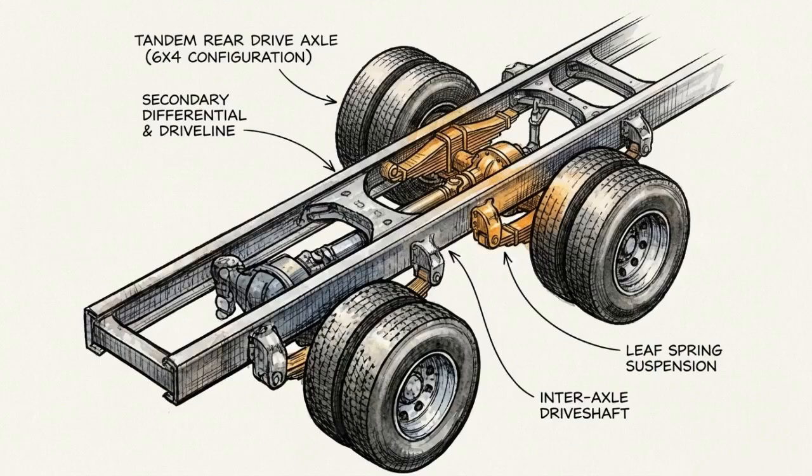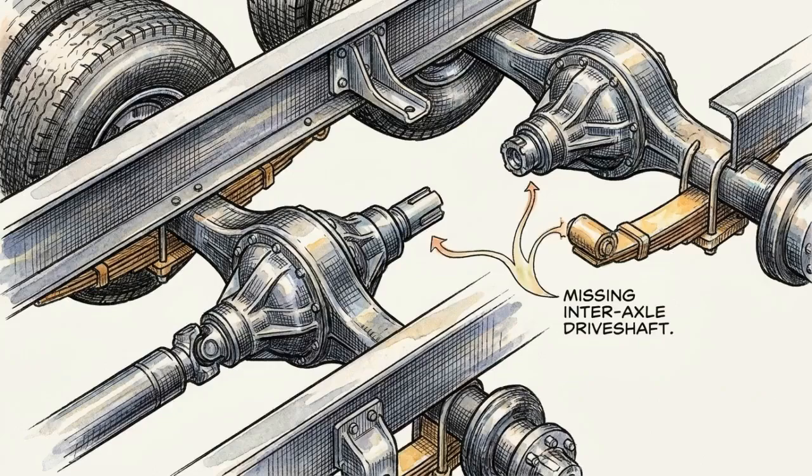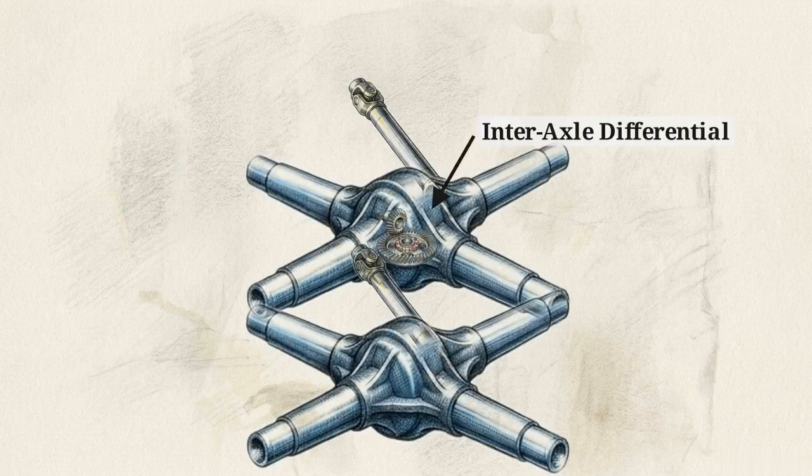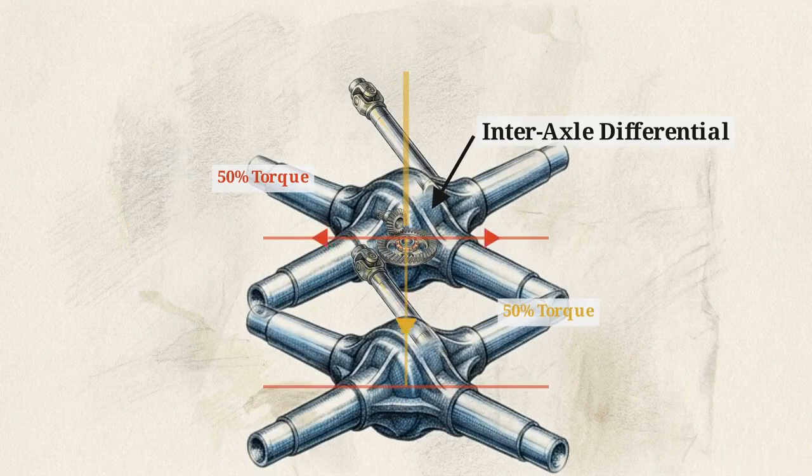This technical rendering displays a 6x4 tandem axle configuration, which adds a second linked rear drive axle to expand the vehicle's payload footprint over a wider surface area. This immediately introduces a new driveline complication. An inter-axle differential must be added to the forward drive axle, tasked with splitting the incoming propeller shaft torque evenly between the front-rear and rear-rear axles.